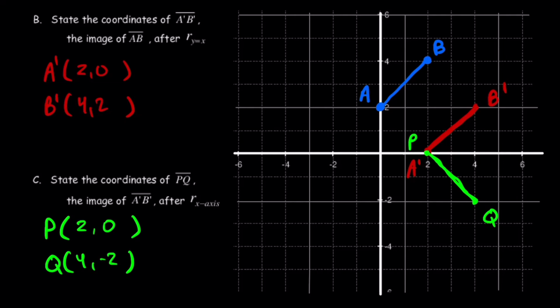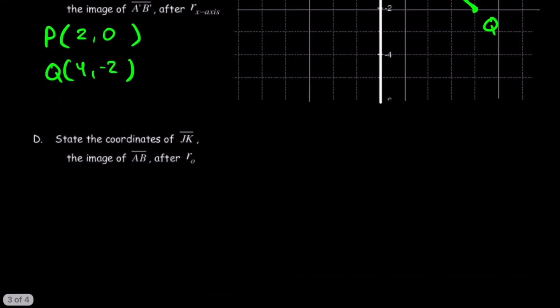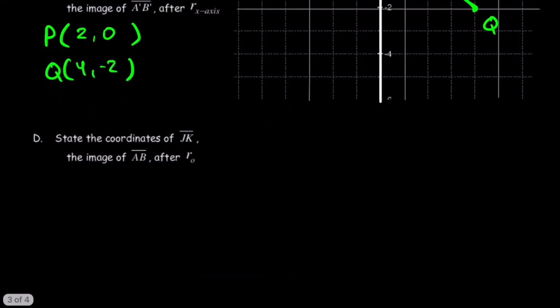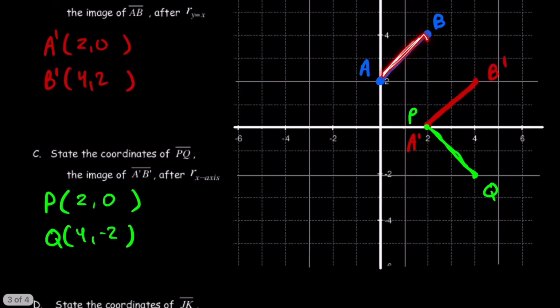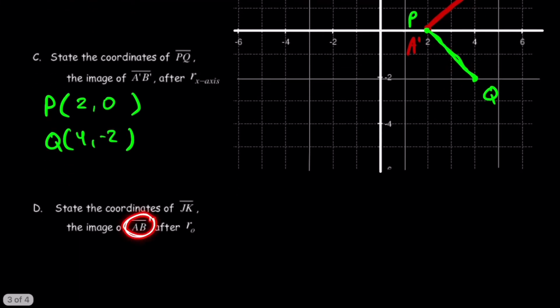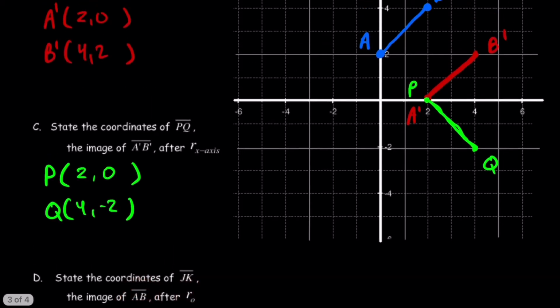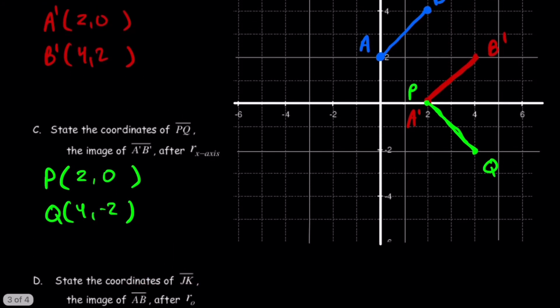Okay, and there's one more part here. State the coordinates of JK, the image of AB, after reflection through the origin. So again, I've got three shapes here. I've got AB, I've got A prime, B prime, and I've got PQ. I'm taking AB and reflecting this through the origin.